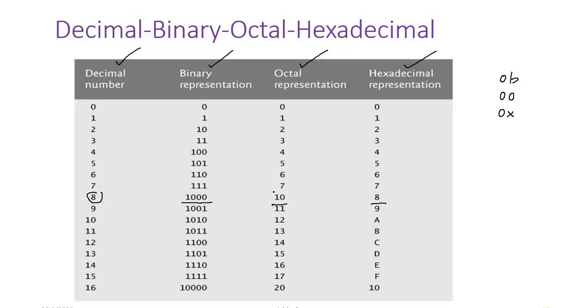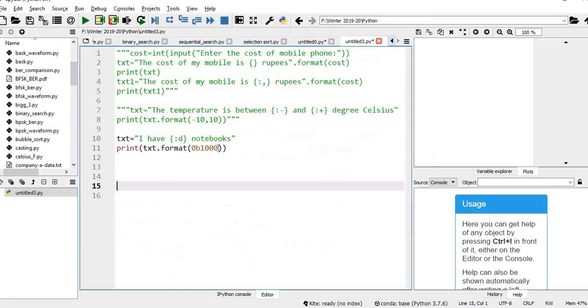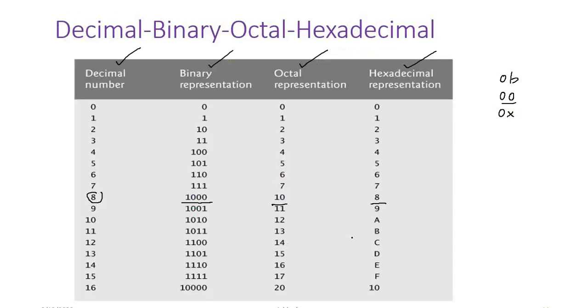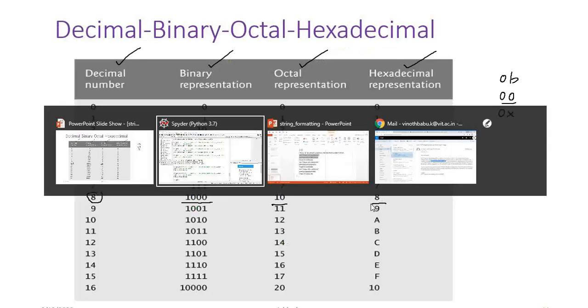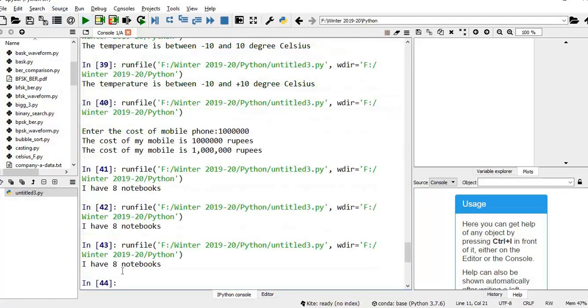Instead of that, I can give octal as the input. For octal, 0o10. So now it has to convert that octal number to a decimal number and display, I have 8 notebooks. For example, hexadecimal, it is 8. Hexadecimal 0x8. It is displaying 8.